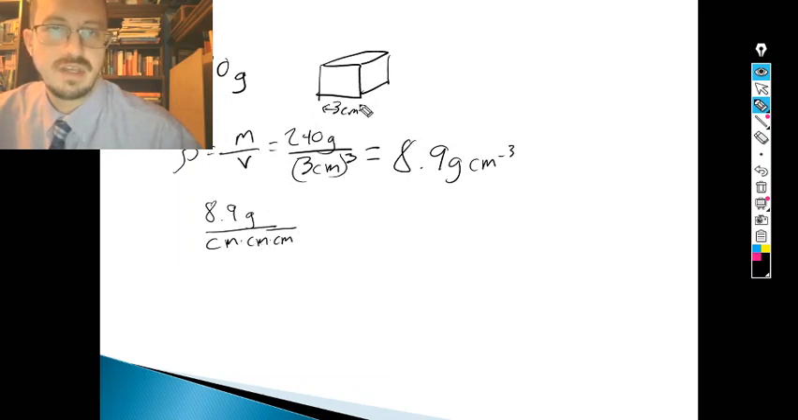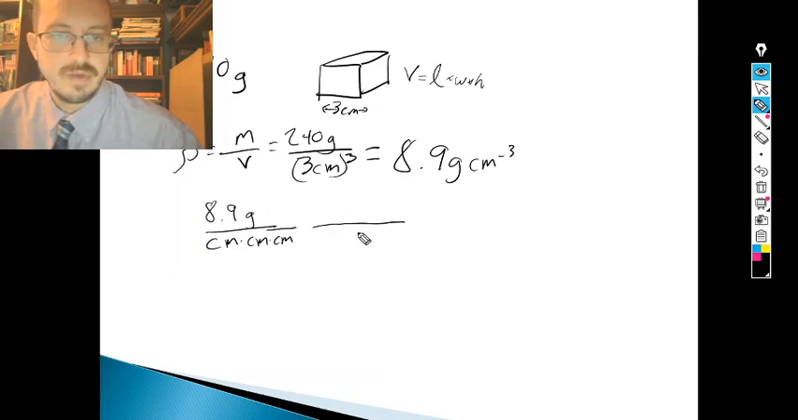So it's like every single dimension of this cube, the length, the width, and the height. So sort of how we calculate volume for a shape like this. Volume equals length times width times height, right? But now we need to convert from grams to kilograms, and there are 10 to the 3 grams per kilogram, or 1,000 grams per kilogram.